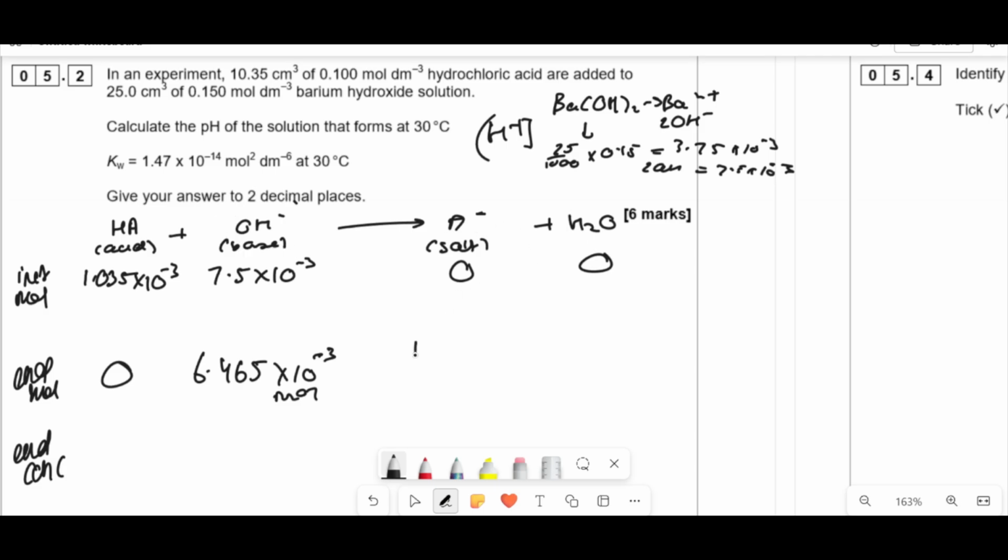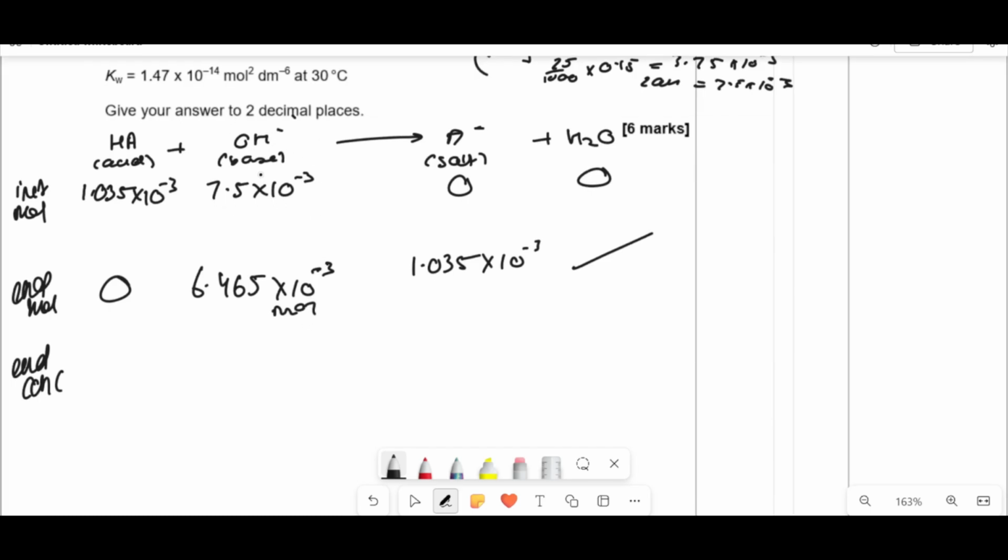Now, in terms of the A minus, yes, we're going to make 1.035 times 10 to the minus 3 moles and some amount of water, but I don't know any Kas, Kws, K anything that has OH in it and A minus in it. The only thing that I know that has OH in it is Kw, which I've also given you in the question. So that helps me guide what I'm going to do. So I'm going to be using the OH concentration and Kw.